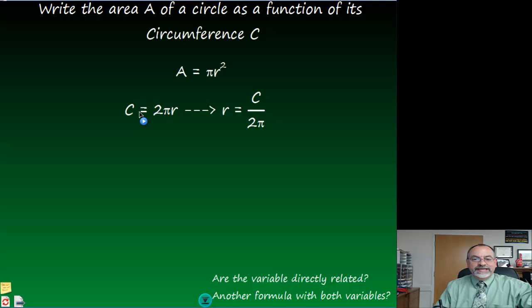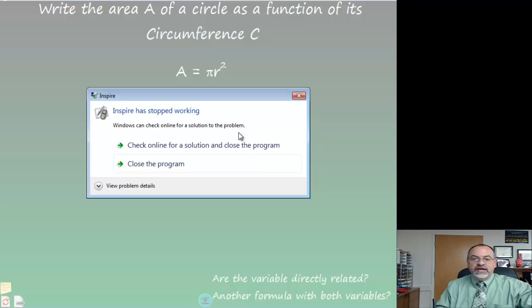So if I take this equation now and I solve it for r, I come up with r is equal to c divided by 2 pi. Well, now that I know what r is, I can replace the r in this equation with this value, which has the c, and now I have a problem because my program just crashed. So I'm going to have to stop the video and start over.